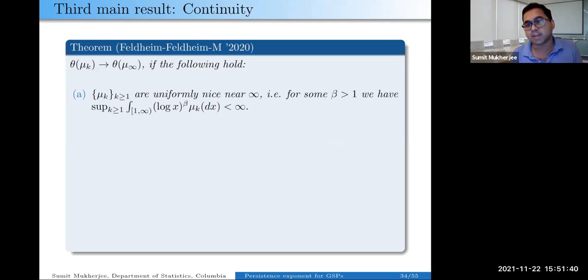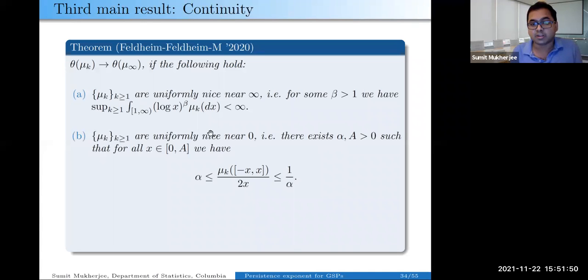So the mu k's are uniformly nice, meaning there's a beta independent of the mu k's such that the log beta moments are uniformly bounded. So the supremum is finite. And also the mu k's are uniformly nice near 0. Now I don't actually allow for infinite exponents. So I say that mu k of [-x, x] divided by 2x is bounded between two numbers. You can write these numbers in terms of the same alpha, it doesn't matter. But these are uniformly bounded away from 0 and infinity. So they're uniformly nice near 0, and uniformly nice near infinity. These are the natural analogs of the conditions of the existence result.